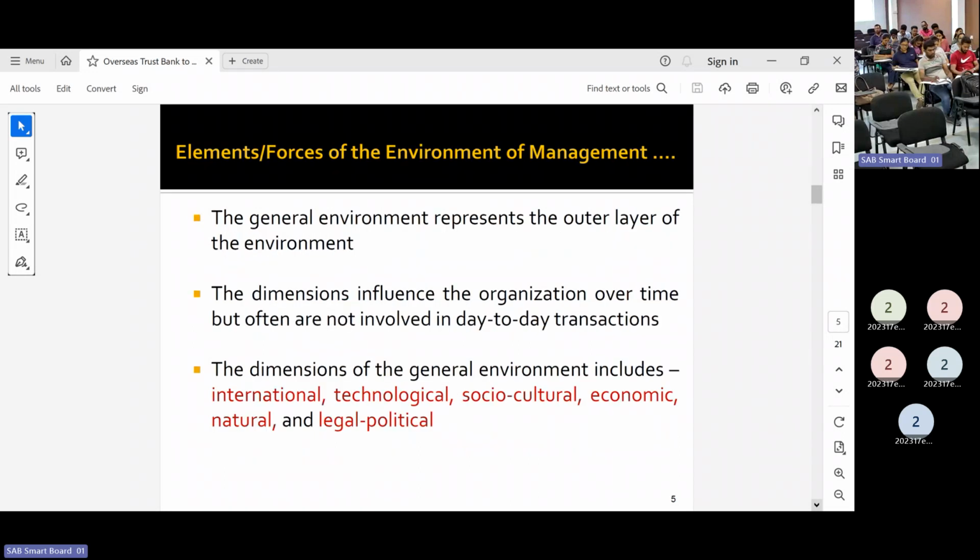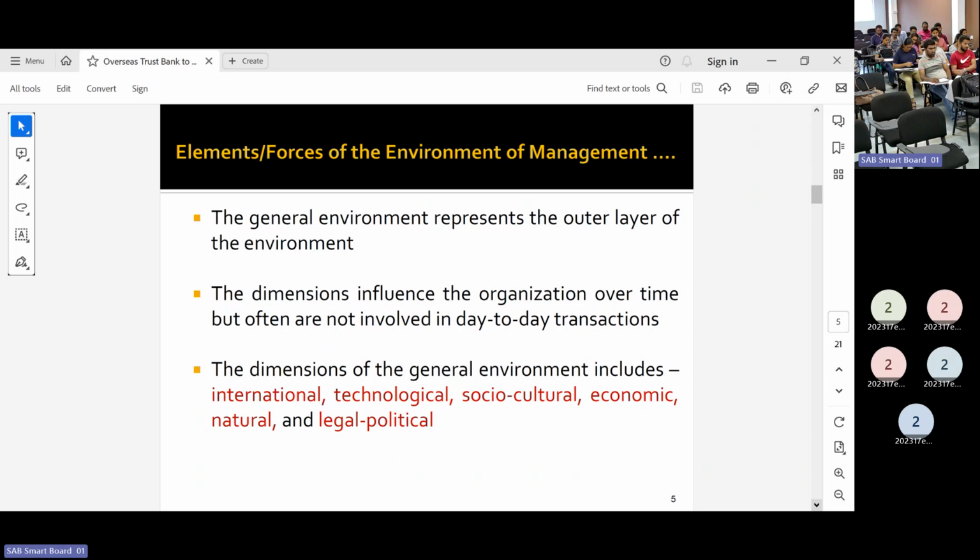Right. The last one, the general environment, represents the outer layer of the environment. We call those forces dimensions. That's the mostly used word for those similar words, elements, forces, with regard to the external environment. It's the best word, dimensions. The dimensions influence the organizations timely, over time, no? Not regularly, but now we see there can be regular effects also. But often they are not in only day-to-day transactions. And that is true. On a daily basis we don't see effects.